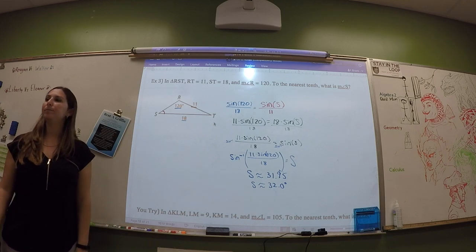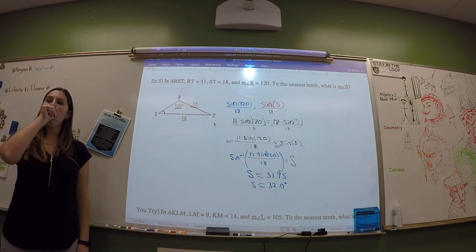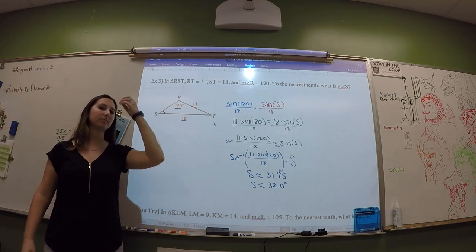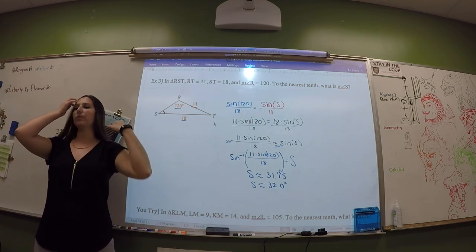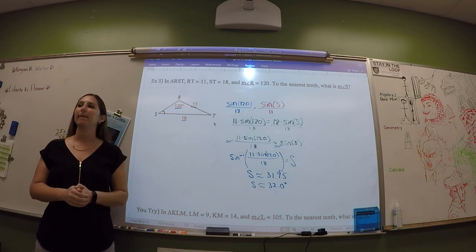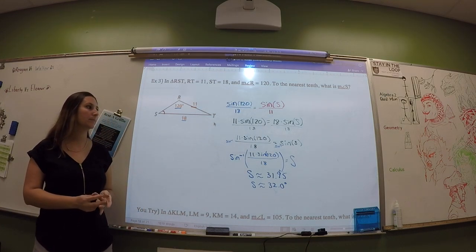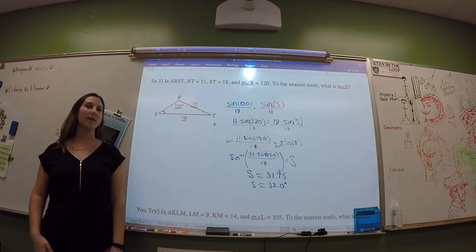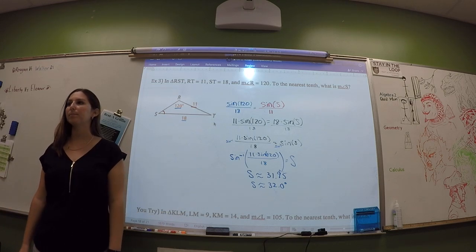Wait, how come this time we had to do this? Because in this one we're finding the angle, and in the other one we're just finding the side. I was going to ask that in the beginning. Usually when we find an angle, we use the inverse sine. I didn't realize the last time we were finding a side. Right, so now we're finding the angle, so we use the inverse sine.